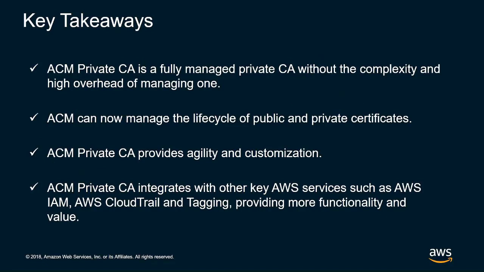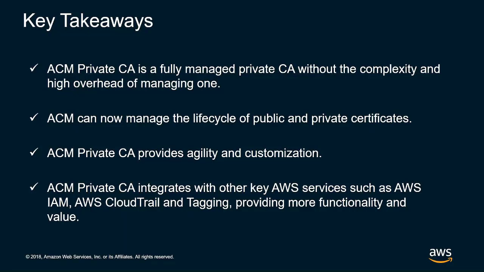So just a few key takeaways. ACM Private CA, it's a fully managed private CA service. You don't have to worry about standing up software, patching it, standing up hardware security modules and interfacing to them. We take care of all of that. We take the complexity out of managing a private CA. ACM can manage the lifecycle of public and private certificates. So if you want to manage your public and private certs in one place, ACM gives you the opportunity to do that. And ACM Private CA is designed from the ground up to be friendly for the AWS cloud and to issue certificates for dynamic resources that you create.